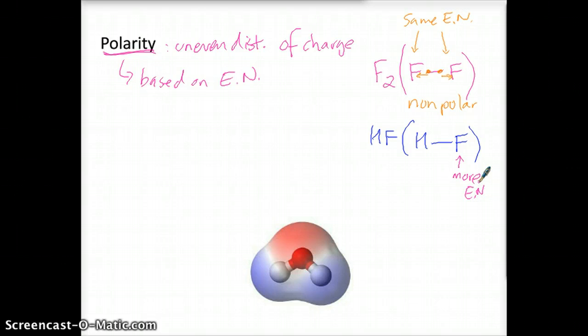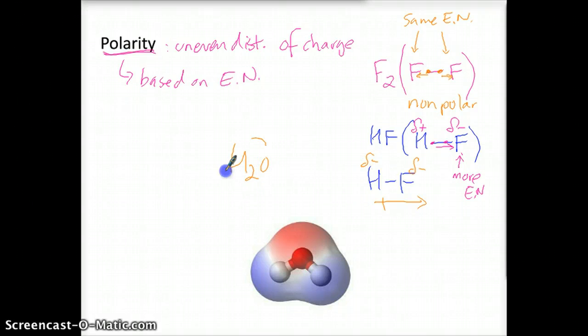Since it wants electrons more, it's going to pull on these two shared electrons a little bit more than the hydrogen will. Since the electrons are closer to fluorine, and fluorine has a negative charge, we would draw a little delta negative and delta positive here to indicate the slight charges on those two elements. We could also draw what's called a dipole. HF would have a dipole that would be drawn like this, where the arrow points towards the negative side of the bond.